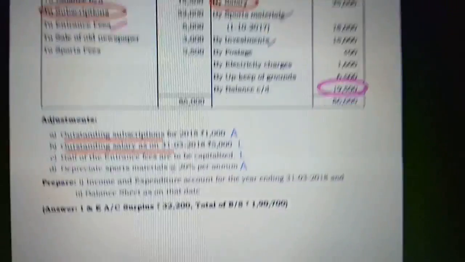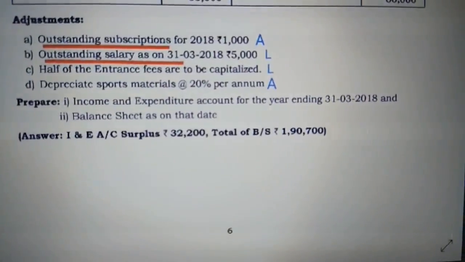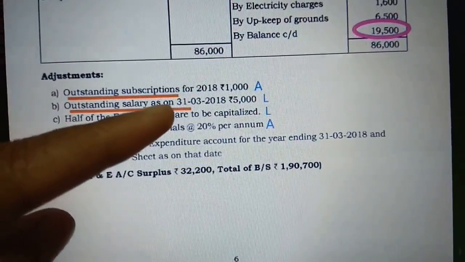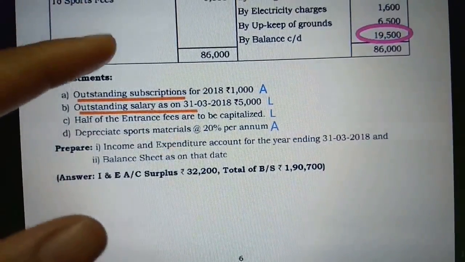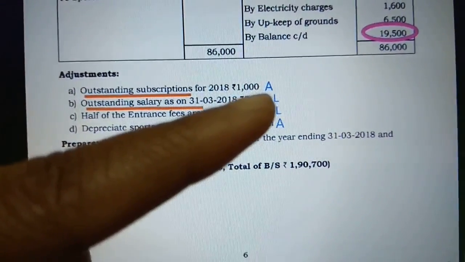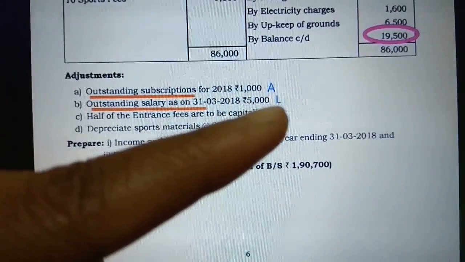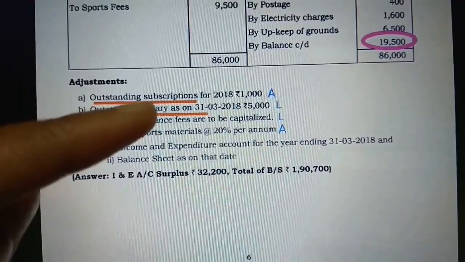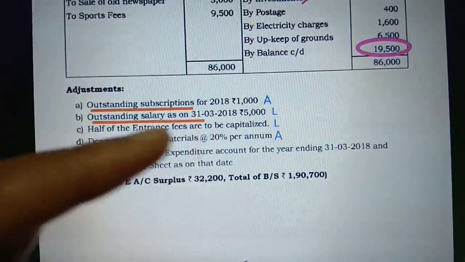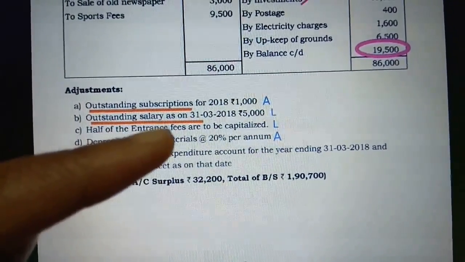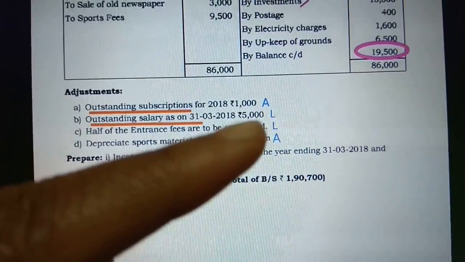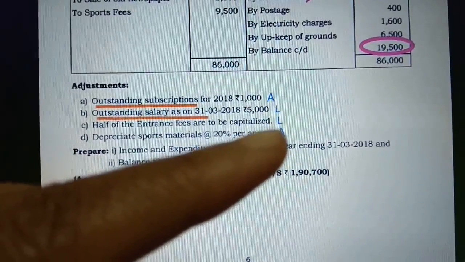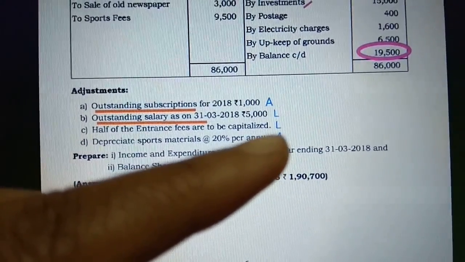Now moving on to the adjustments, just observe, I have made it very easy to see which item comes under asset and liability which we need to take. So I have written A and L, A for asset, L for liability. First adjustment, outstanding subscription, any income outstanding will always come on the asset side. Outstanding salary, any expense outstanding will always fall on the liability side. Then entrance fees to be capitalized, I have written it as liability, so we need to take it on the liability side.